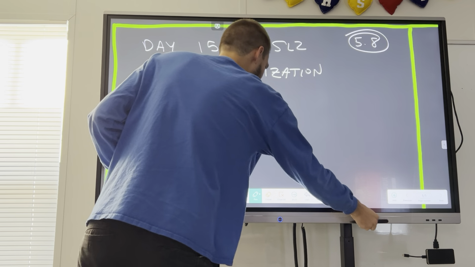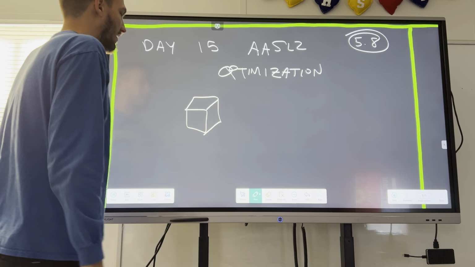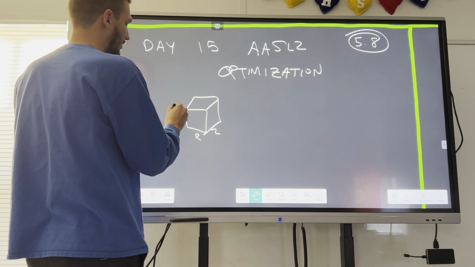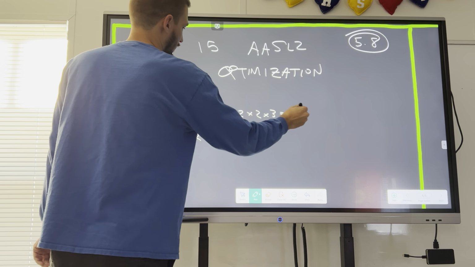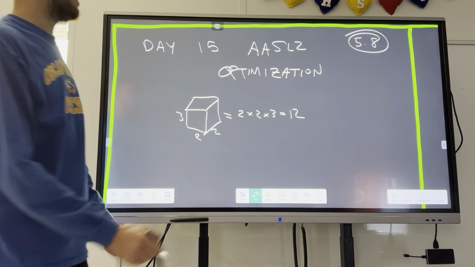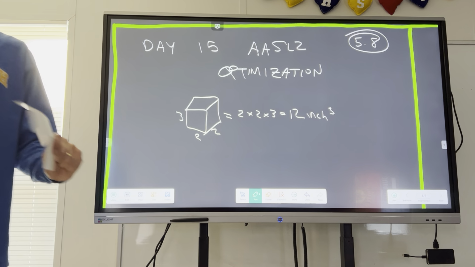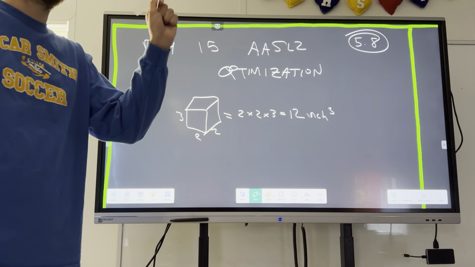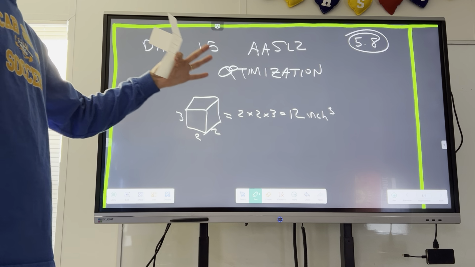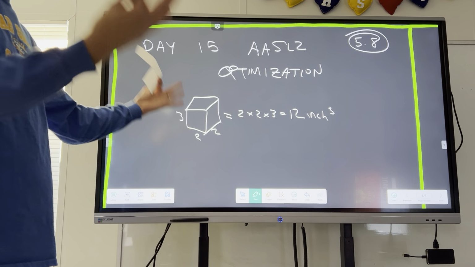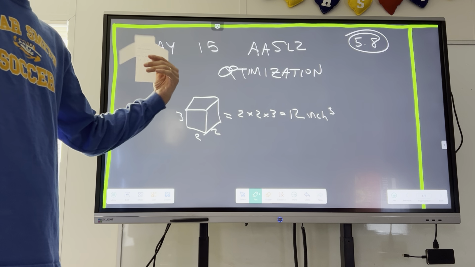And so my rectangular prism was 2 inches by 2 inches by 3 inches, and 2 times 2 times 3 is equal to 12. So I had a 12 cubic inch volume. Now, we all had the same exact amount of material, an 8-inch square. When you made your cut, did you make the exact same volume as me? No. Was your volume bigger or smaller than mine?